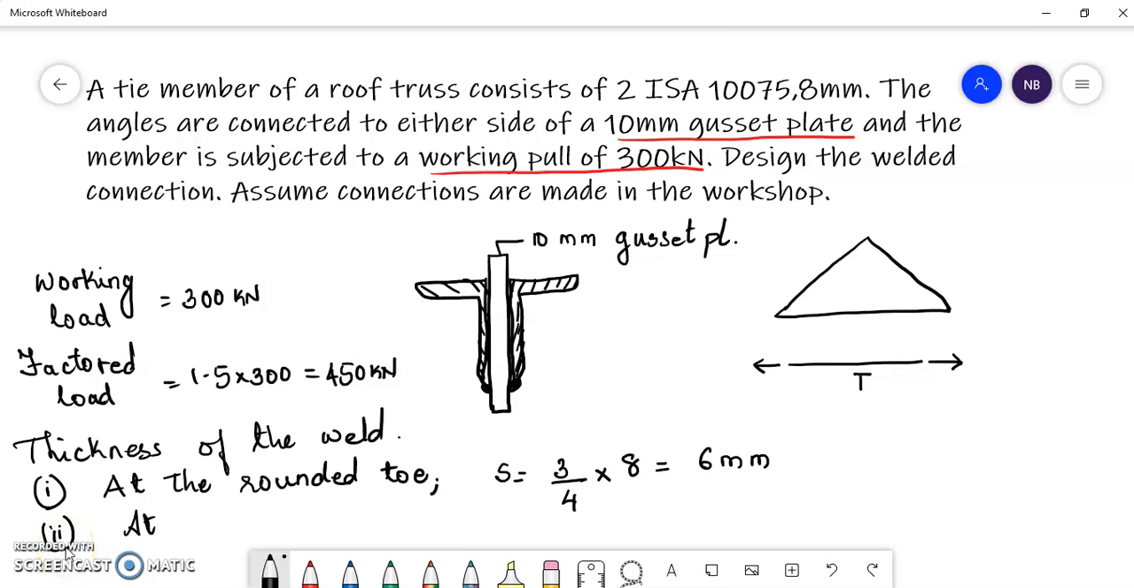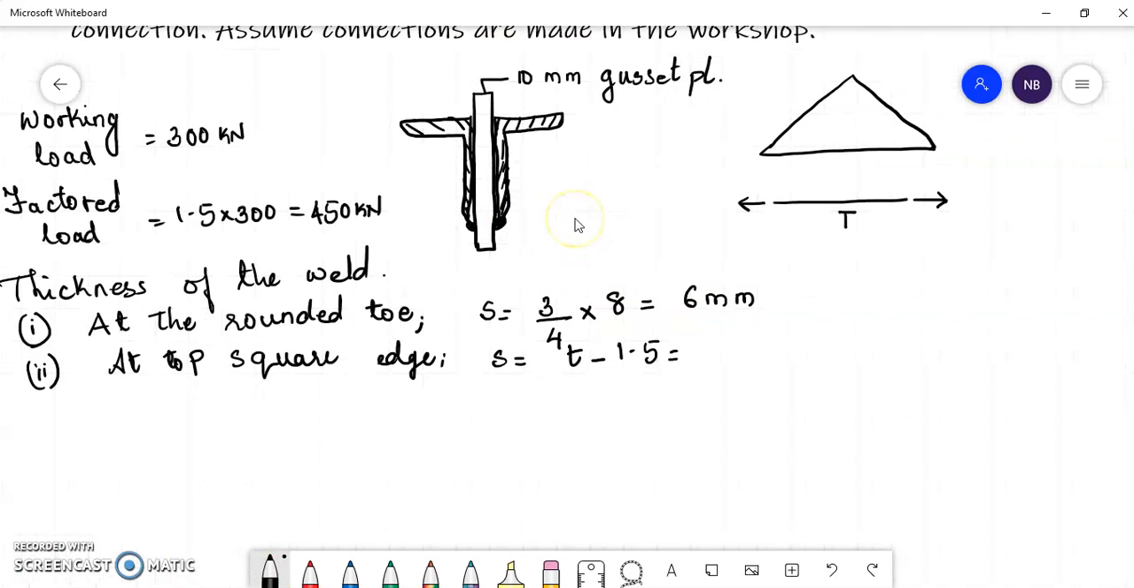Next, we also have a square edge at the top. And there the size should be thickness of the leg minus 1.5 mm. This is again a clause by the IS 800 2007, and this is 6.5 mm. So let us adopt a size of 6 mm weld.